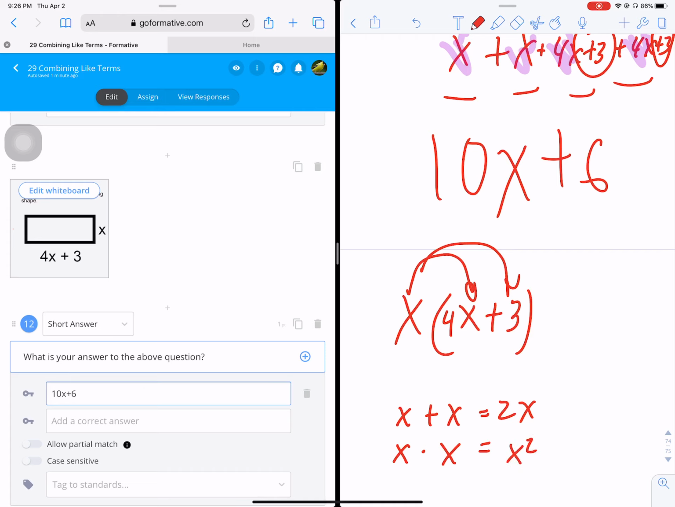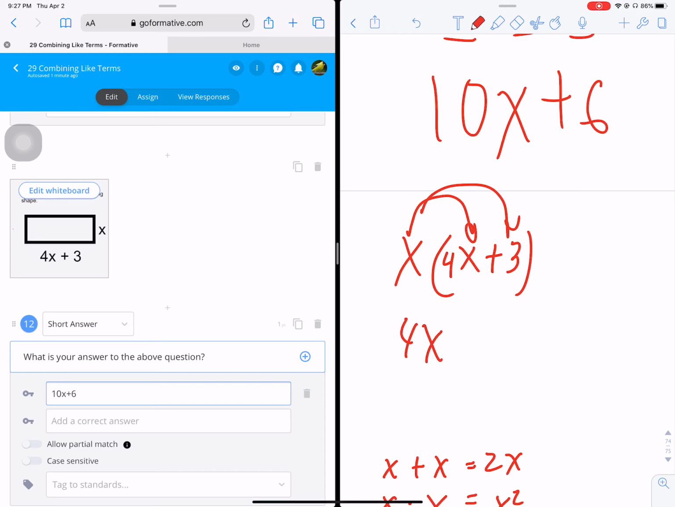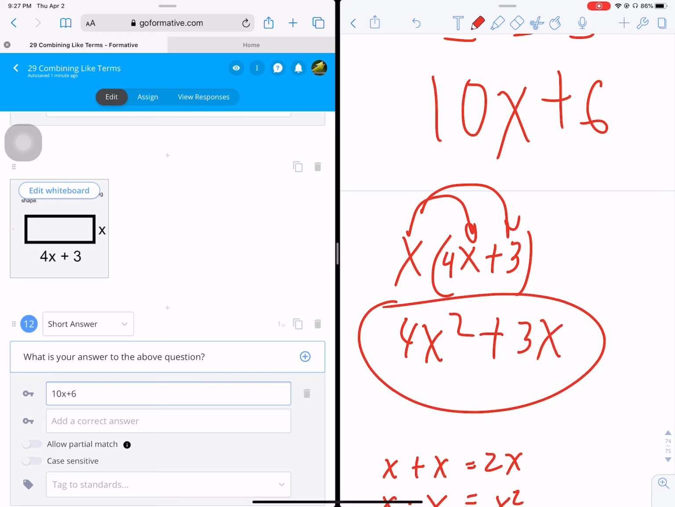It's x squared. So anytime you're multiplying two letters, the letters are going to go together and make an exponent. X times x is x squared. So x times 4x is just 4x squared. Okay, so I'll move this. This is 4x squared. And then x times 3 is just 3x. So I'm done. That's the area.